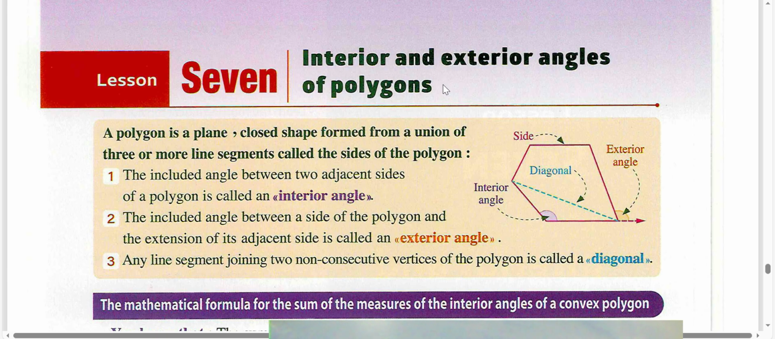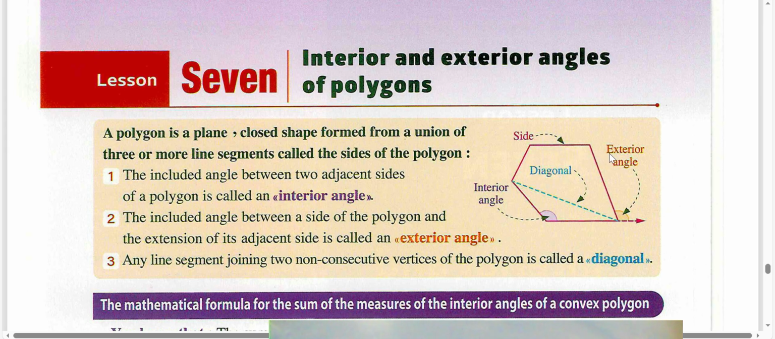A polygon is a plane closed shape formed from a union of three or more line segments called the sides of the polygon, like this. We have exterior angles and interior angles, and these diagonals, and these side lines we call sides. The polygon is a plane closed shape formed from a union of three or more line segments.